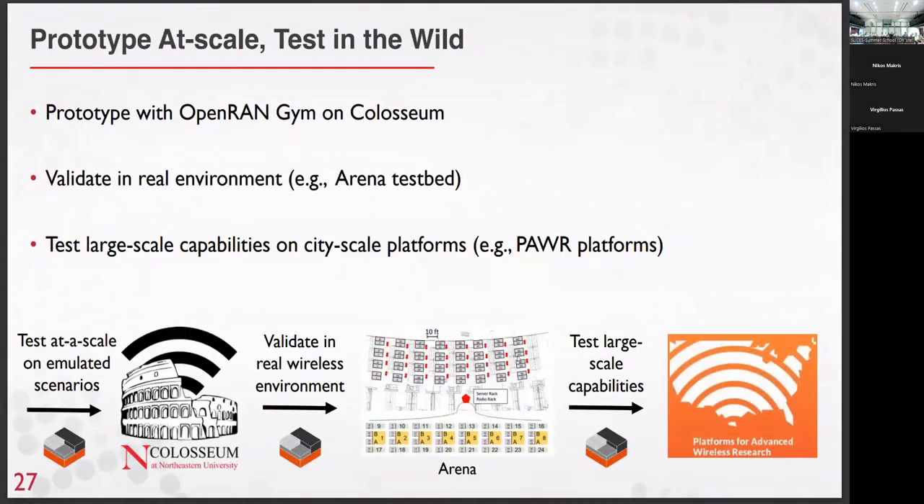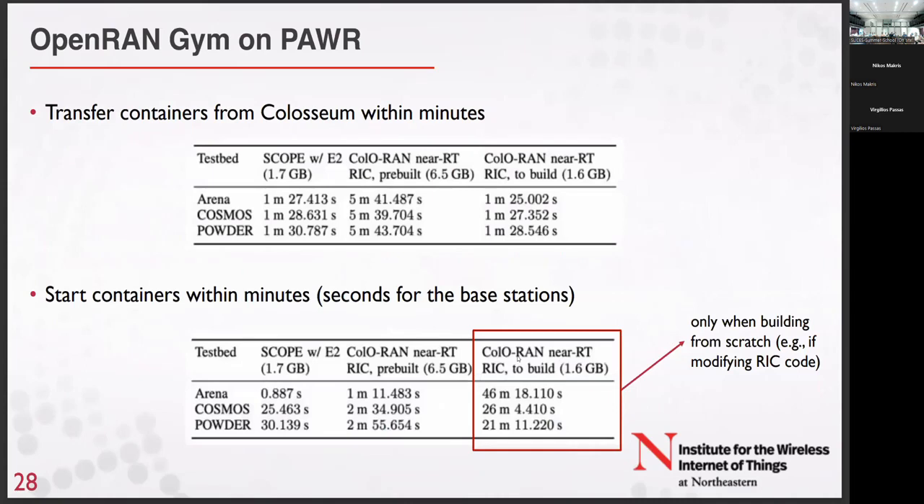I've talked about this in detail. The idea here is you prototype, you validate, and then you test, and then you iterate over again with these containers migrating and moving from one testbed environment to the next. So this is on PAWR, meaning that we are able to transfer the containers. These are the LXC containers with the softwarized implementations.